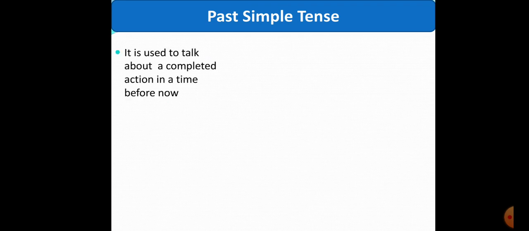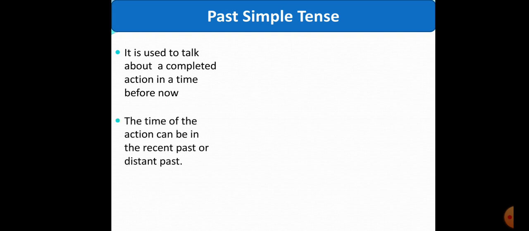This tense is used to talk about a completed action in a time before now. Means an action that has already happened or is finished in past. Okay? Before now. Okay? Next point says the time of the action can be in the recent past or distant past. Now students, we all know recent past means something that just happened a short time ago, and distant past means something that happened a long time ago. Let's look at some examples for more clarity.